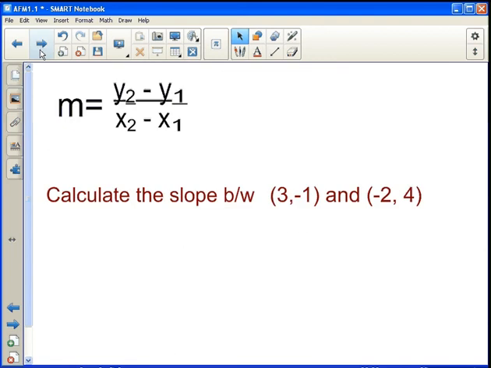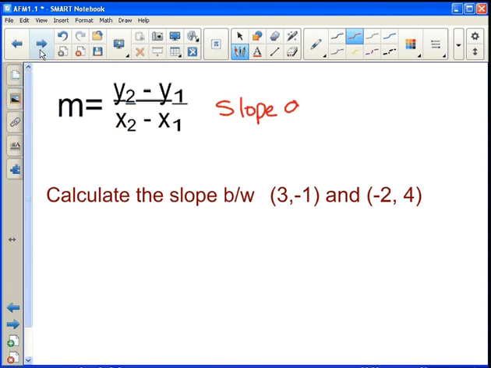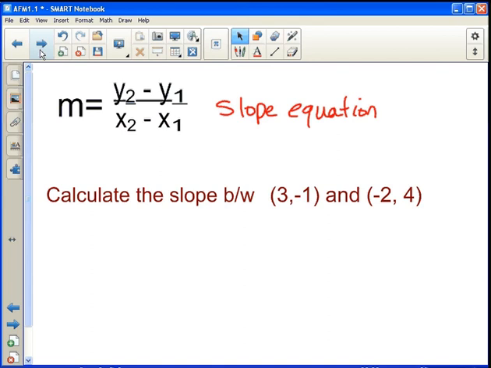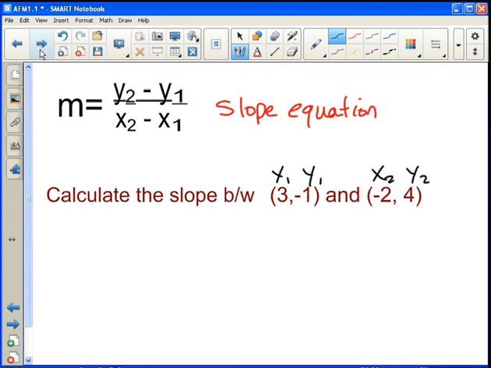This is the slope equation. Hopefully you're familiar with it. y2 minus y1 over x2 minus x1. Now hopefully this is review for you, but just in case it's not, the easiest thing to do is to label your points. This would be x1 and y1 and x2 and y2. So then I do y2 minus y1 over x2 minus x1.